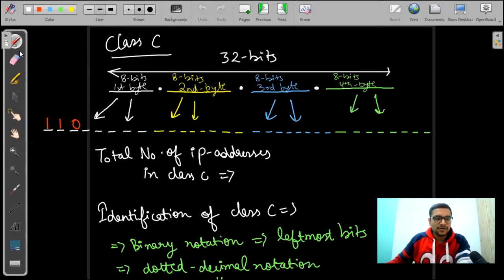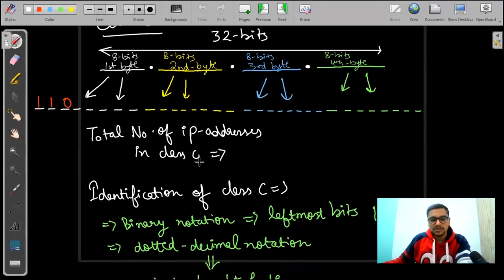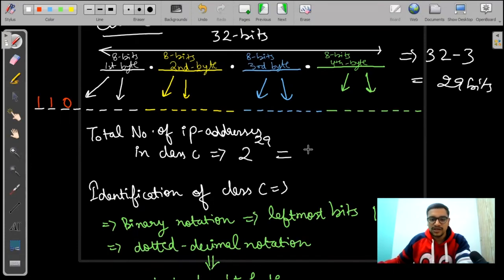Moving on, we are also going to cover class C in this particular video. In class C, like in class B, we restrict the first leftmost 3 bits to 1, 1 and 0, and the rest of the bits can vary. So the total number of IP addresses that are possible in class C: the total number of bits is 32, and I have restricted 3 of them, so I'm left with 29 bits. If I can vary all of the 29 bits, then the total number of IP addresses that are possible is 2 to the power 29, which is also equal to 12.5% of the total address space.